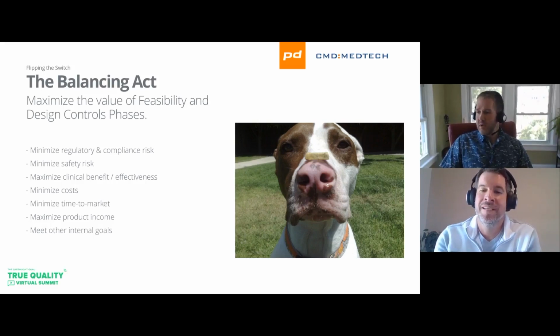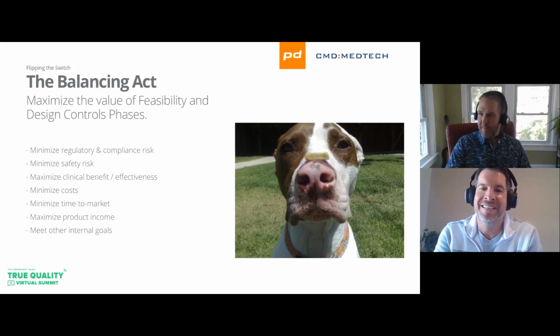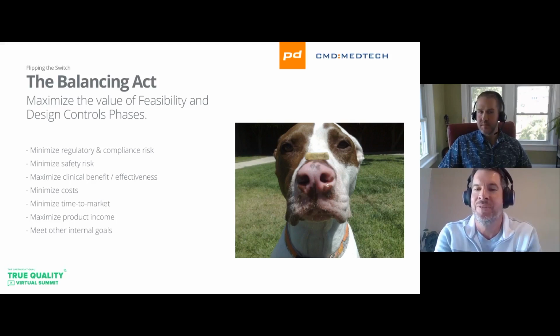Yeah, I love the image we have on the right, because it's a dog with the treat on his nose, and he's just itching to take it. And sometimes that's what it feels like when we're trying to make this decision to flip the switch. We understand it takes a lot of patience and deliberation, but what are the real factors you're trying to balance here that should be determining how you flip this switch?